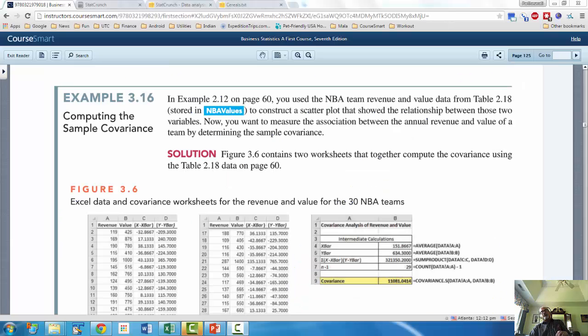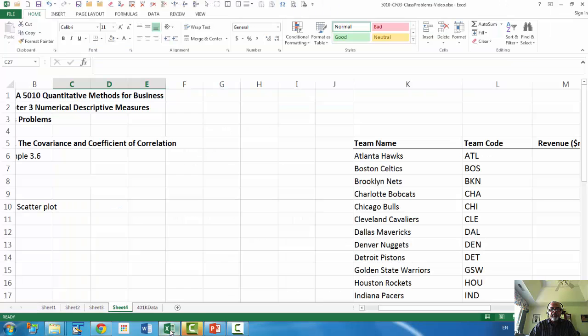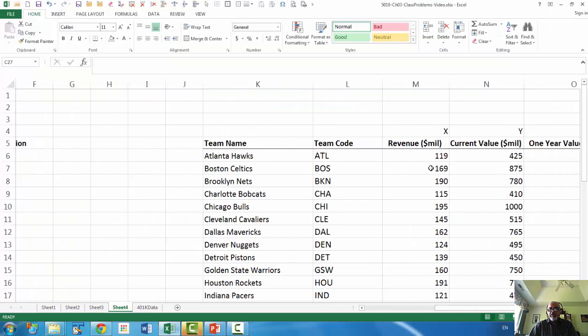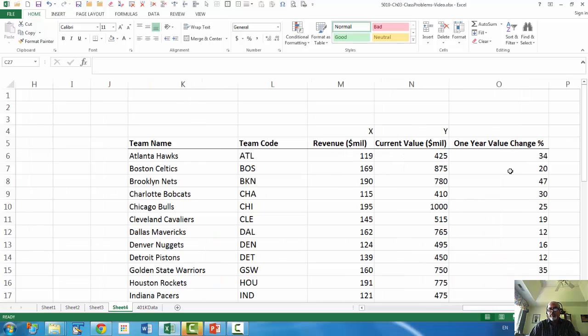We are now going to compute the covariance and coefficient of correlation between two numerical variables, and we'll use the data from example 3.16, where we have NBA teams and the revenues and the current valuation stored in this data file, and I have that in the Excel file. So let's go ahead and head on to the Excel file. So we have the teams and revenue in millions of dollars, and then the current valuation in millions of dollars. We won't worry about the 1 year percentage change in this example.